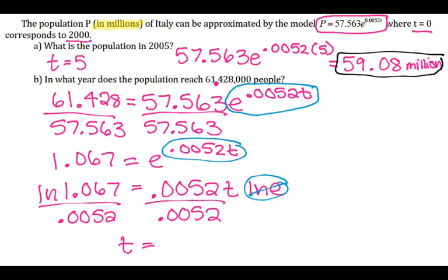And my time is approximately, let me plug it into the calculator, divided by 0.0052. That gives me about 12.5 years. Now, before I box that as my answer, I want to make sure I'm actually answering my question. My question says, in what year does the population reach that amount? It doesn't ask us how long it takes, it asks us for the year. So t equals 0 corresponds to 2000. So if t equals 12.5 years, then the year in which the population reaches that amount is 2012.